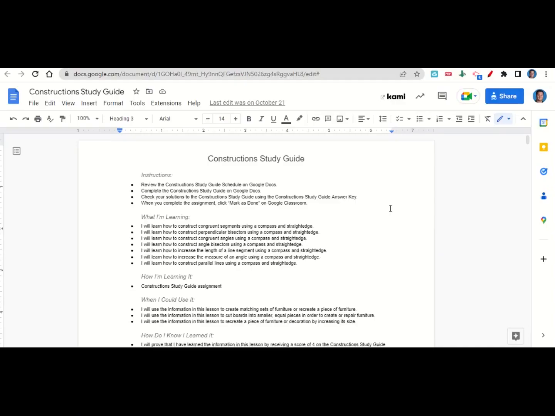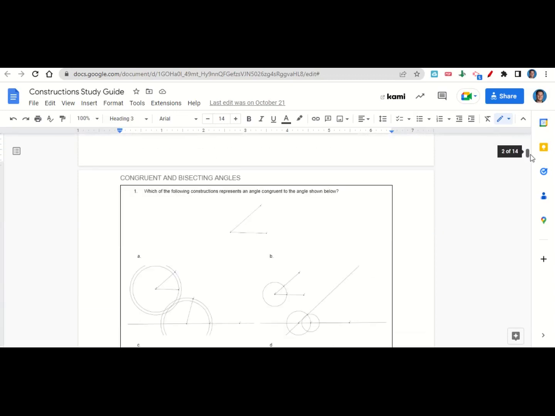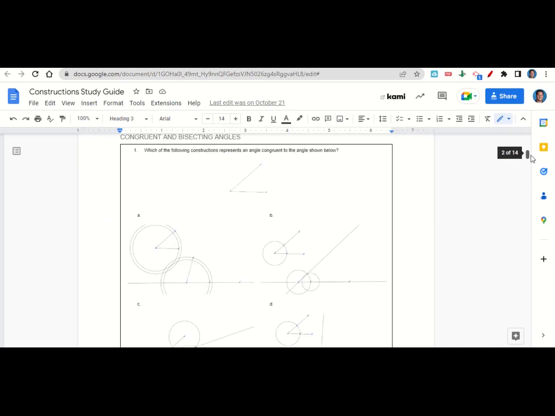Let's take a look now at the construction study guide assignment. The assignment begins with the learning goals and success criteria. If we scroll down, we can see the questions. So the first one says, which of the following constructions represents an angle congruent to the angle shown below? So we have our angle here. Which one has an angle that's congruent to it?